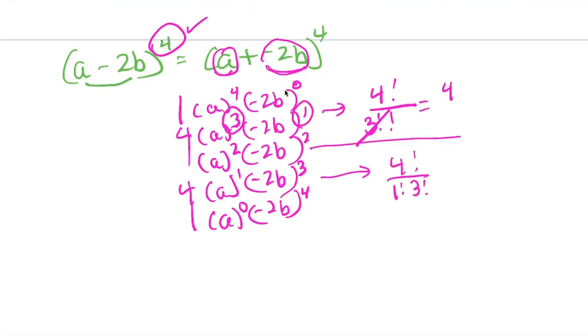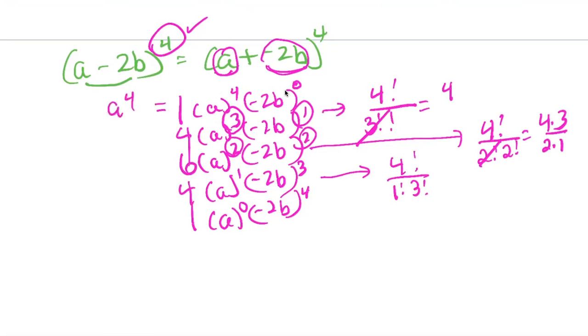All right, so we need this one. It's going to be 4 factorial over 2 factorial, 2 factorial. That gives you 4, 3. These cancel. 2, 1. Then you have 2, 1. That'll give you 6. Then you've got to carefully multiply this out. This is just a to the 4th right here because negative 2b to the 0 is 1.